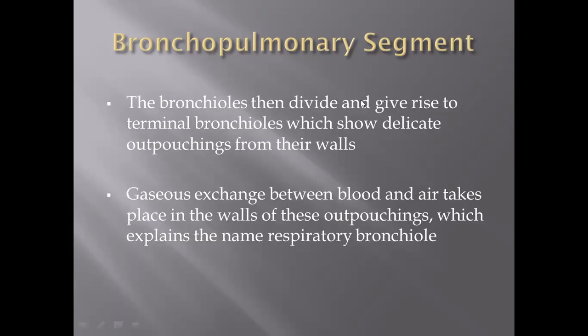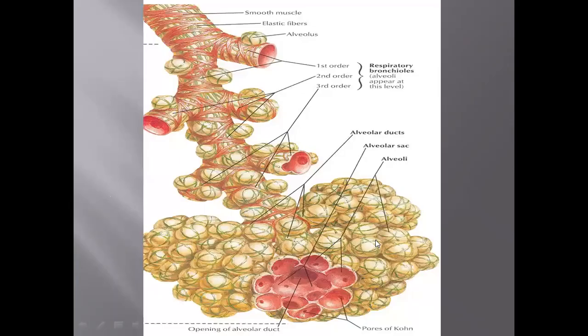The bronchioles then divide and give rise to the terminal bronchioles, which show delicate outpouching from their walls. Gaseous exchange between blood and air takes place in the walls of these outpouchings, which explains the name respiratory bronchioles. So this is a magnified picture of the lower side. We are getting acinus, or alveoli, right? They are open here, right?